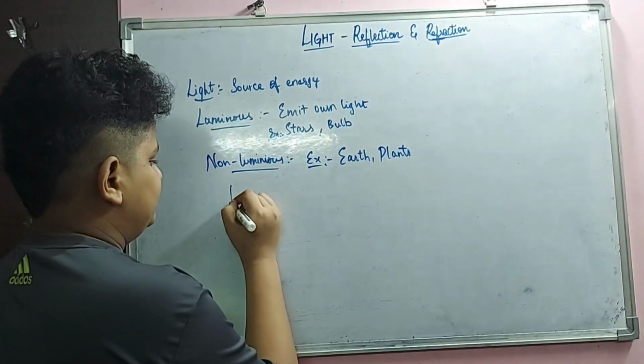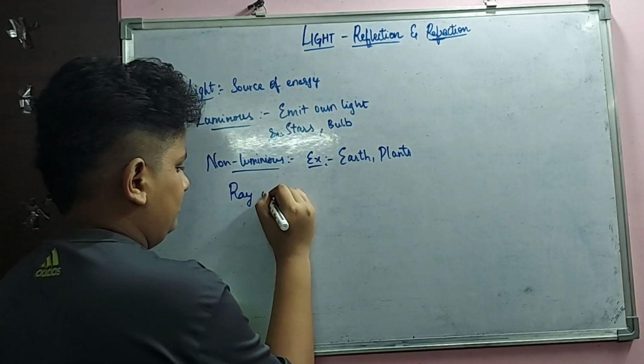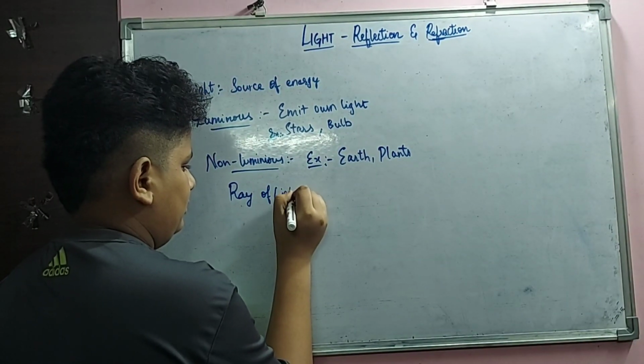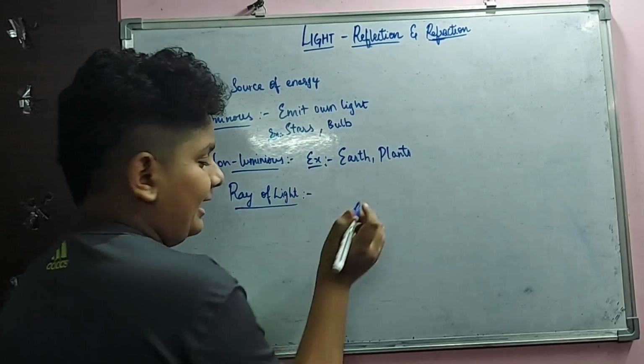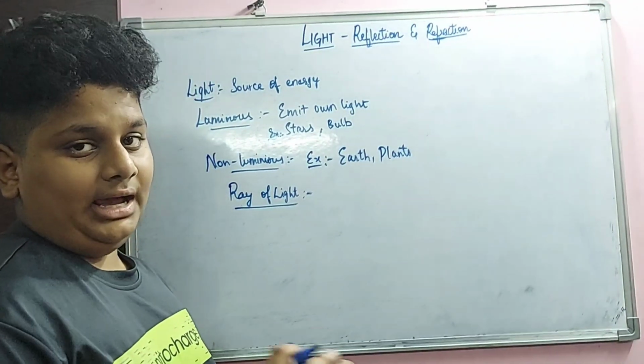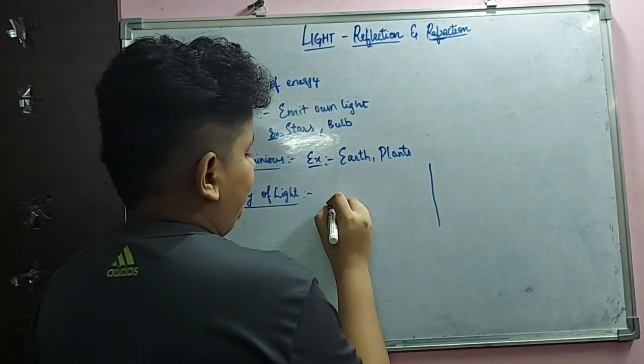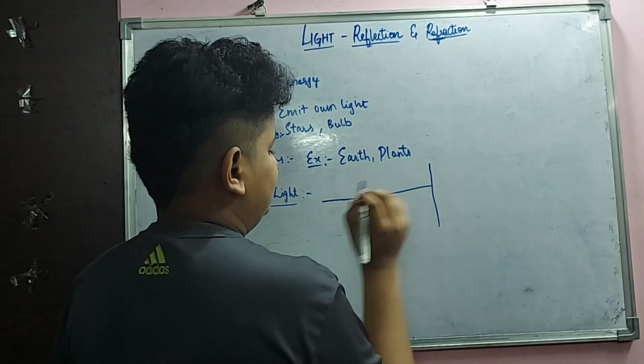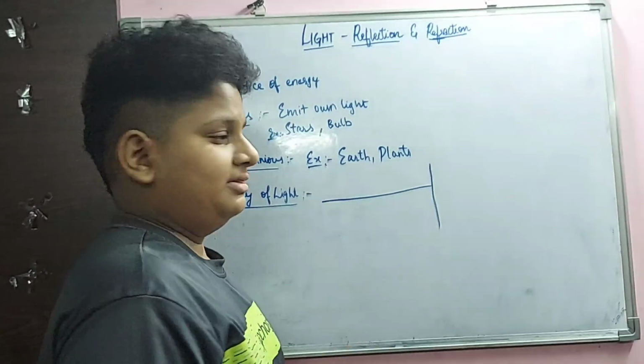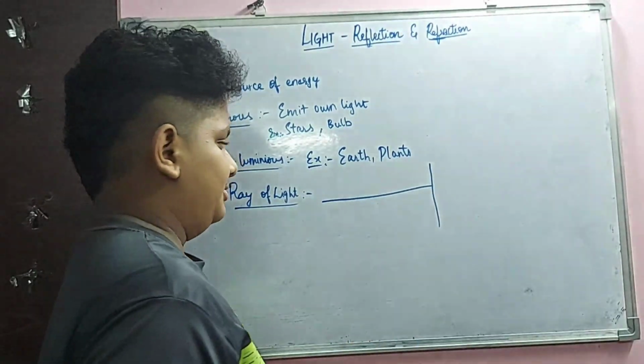Now let us see what is a ray of light. The straight line of light is known as a ray of light. For example, this is a plane mirror. When you pass a light, it goes in a straight line, and this is known as a ray of light.